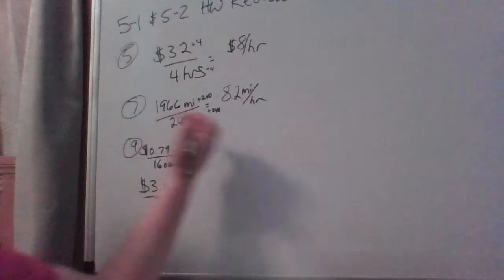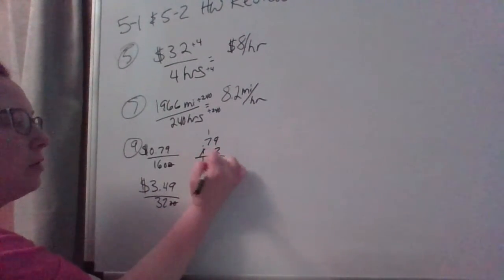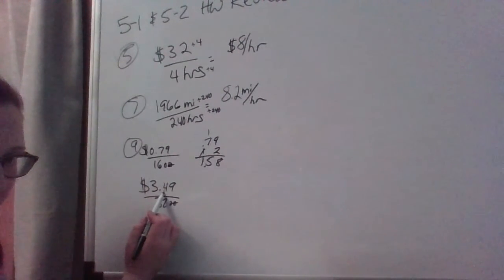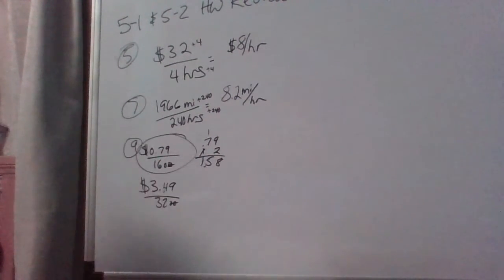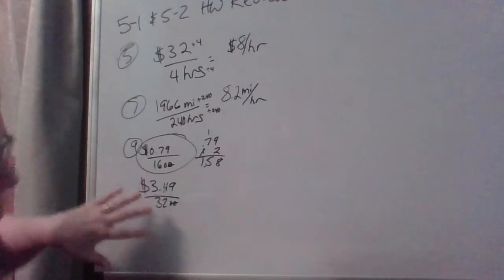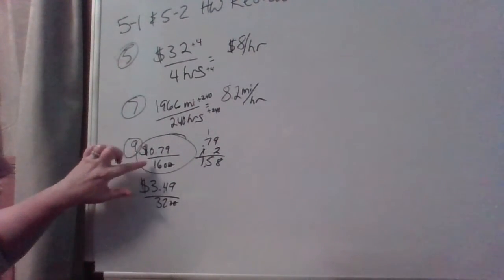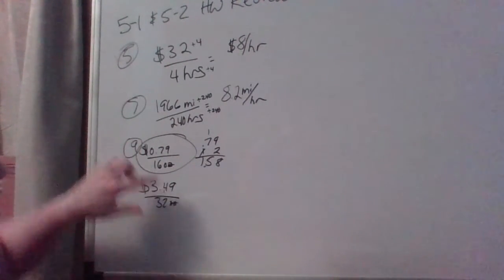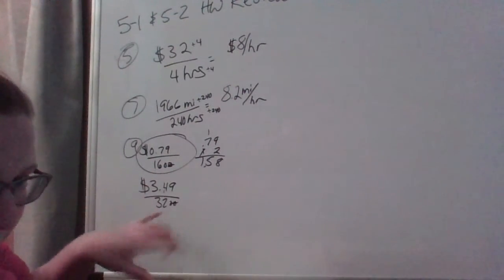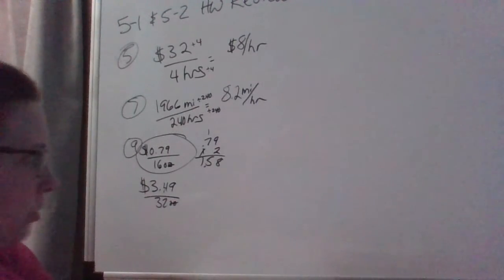If I multiply 79 cents times 2, I get $1.58. Way less than $3.49. So by far, this is the better buy. Remember I said sometimes if you buy 2 of the smaller package, it's better than buying the bigger package? Here's a great example of that. If I buy 2 of these 16-ounce packages, I'm going to pay $1.58. Whereas if I bought the same amount of rice in one big 32-ounce container, it would cost $3.49.